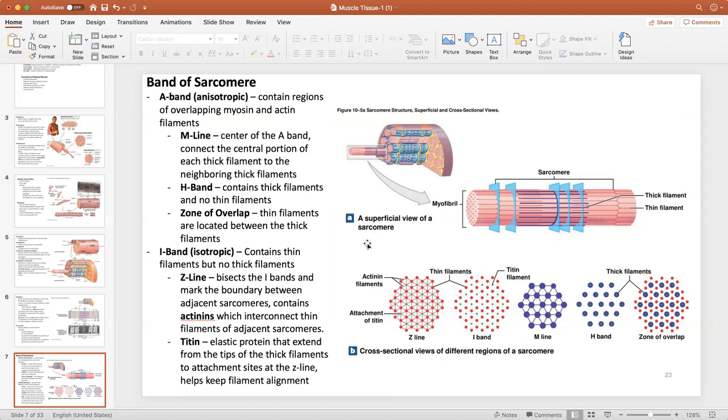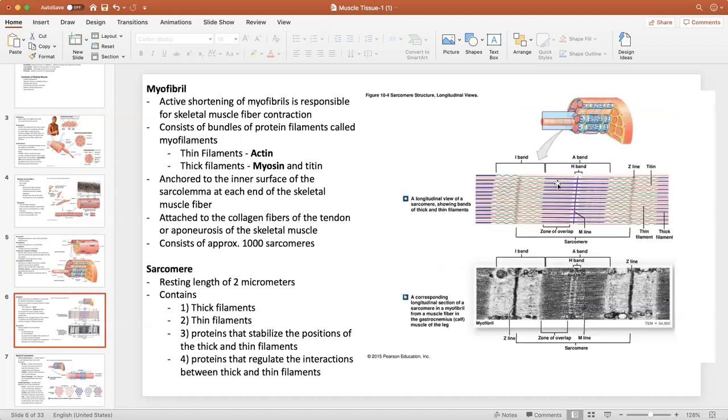Okay, we have the Z line. This is in the middle of the I band, and it breaks up the adjacent sarcomeres. So the beginning and the end of each sarcomere is a Z line. It contains the actinin, and then we have the titin fibers, which are elastic protein that extends to the Z line, and we saw that with the green, this little green wavy line. It's the titin here.